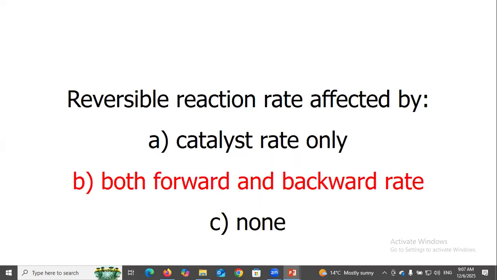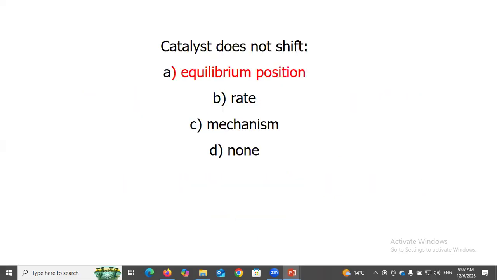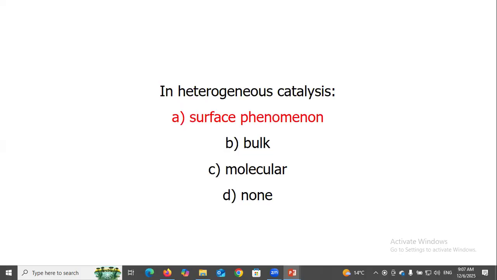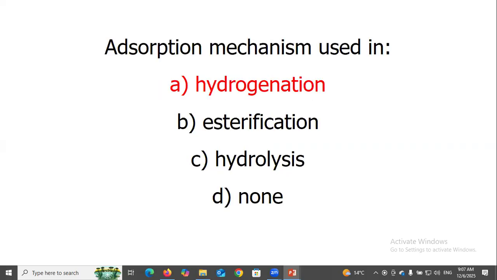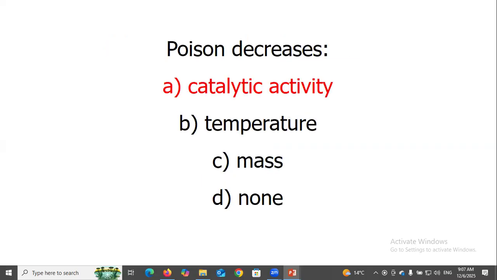Correct option A, slow. Reversible reaction rate affected by catalyst: rate only, both forward and backward rate, none. Correct option B, both forward and backward rate. Catalyst does not shift equilibrium position, rate, mechanism, none. Correct option A, equilibrium position. In heterogeneous catalysis, surface phenomenon, bulk, molecular, none. Correct option A, surface phenomenon. Adsorption mechanism is used in hydrogenation, esterification, hydrolysis, none. Correct option A, hydrogenation.